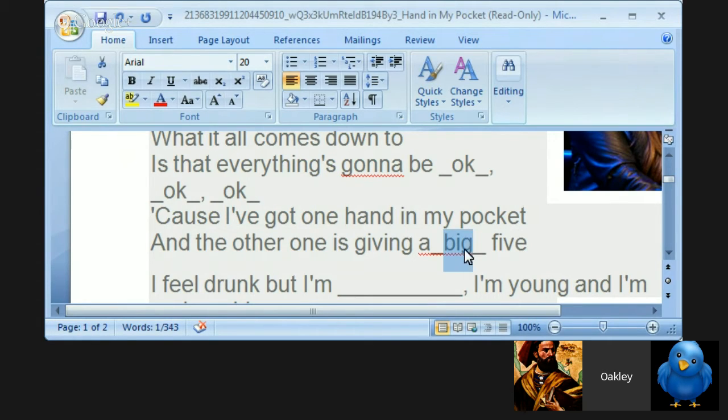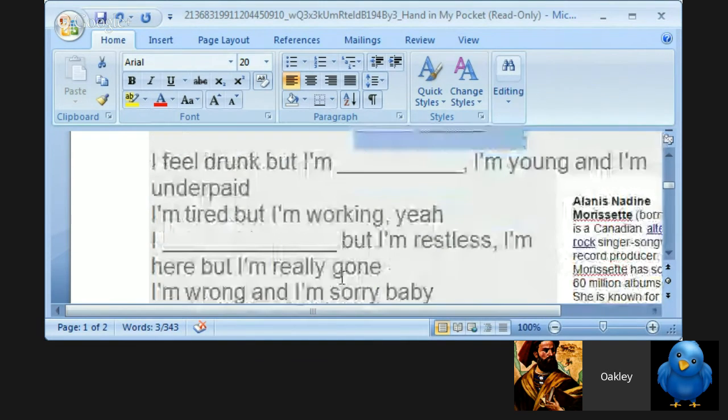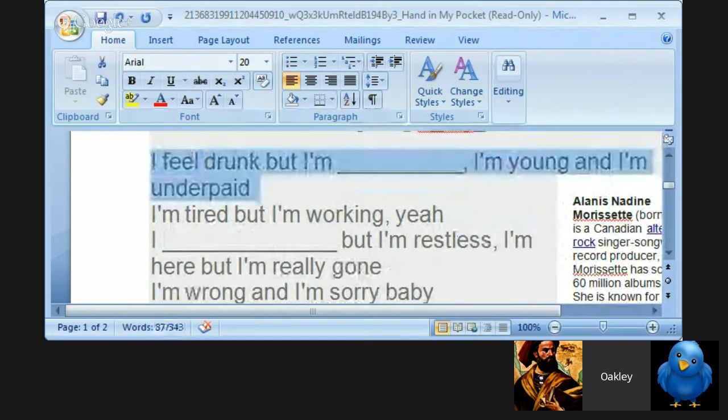Going with the rhythm, going with the one syllable adjective. I would agree with the one syllable adjective. I don't know about a big five. I don't know what a big five is. Giving a big five. No? All right, we'll go for it. We'll go with that. That's all right. I think you definitely had the right idea.